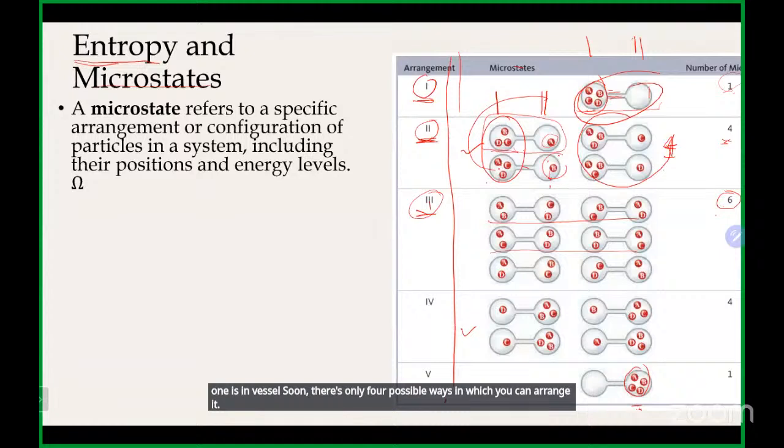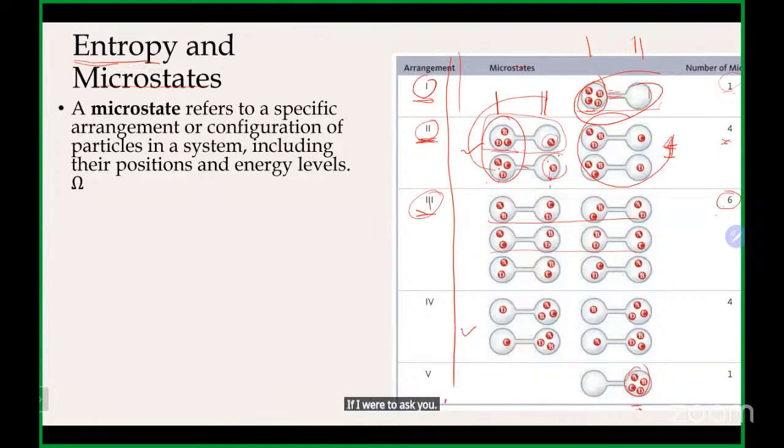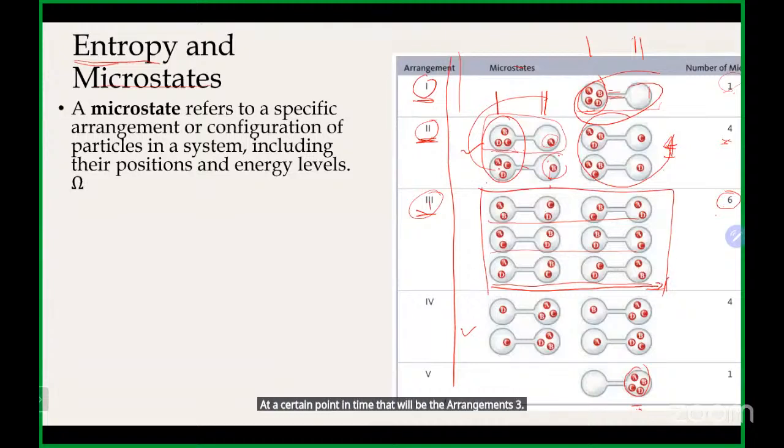If I were to ask you now, given that these particles are moving freely, which one will most likely occur at a certain point in time? That will be arrangement 3, the uniform distribution, due to the random motion of the particles.